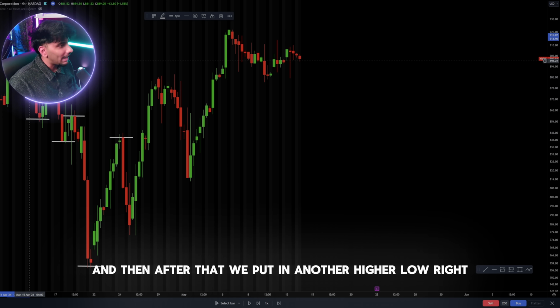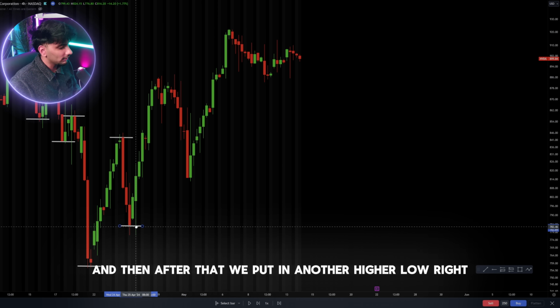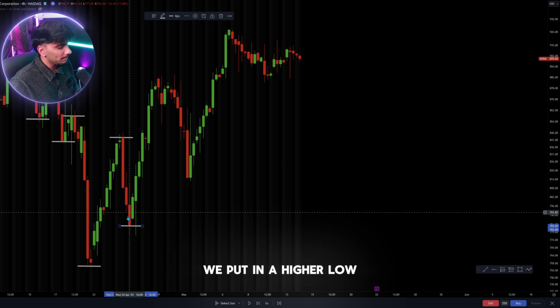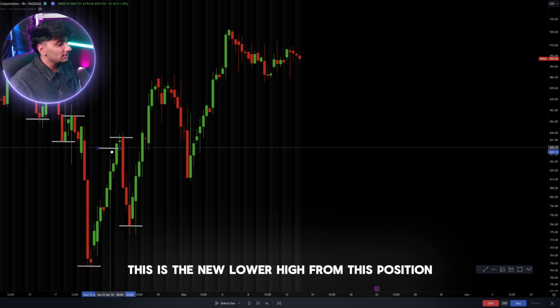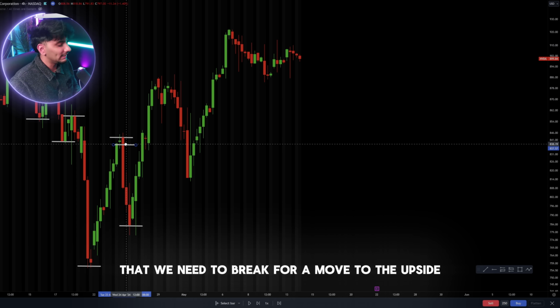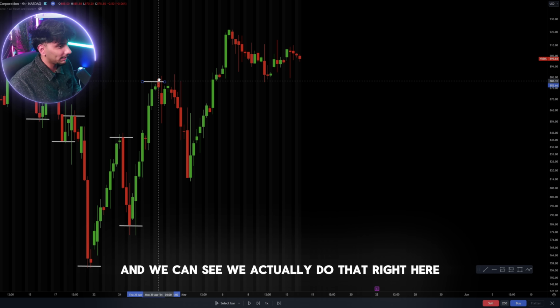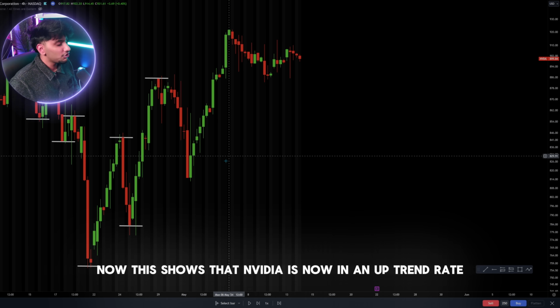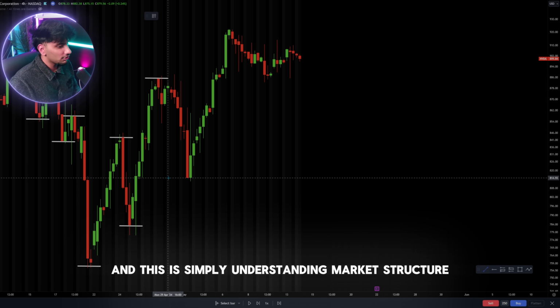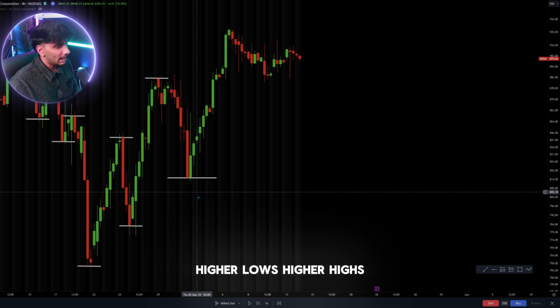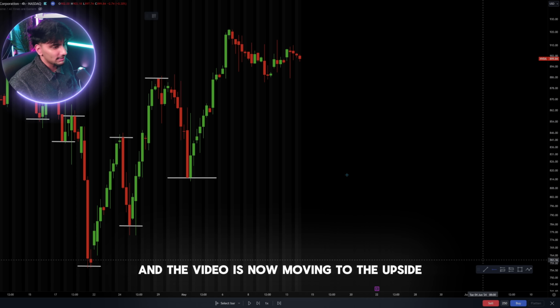And then after that, we put in another higher low. Right? So from this low right here, we put in a higher low. So this shows that the stock may be changing its trend. After this, this is the new lower high, from this specific lower high, that we need to break for a move to the upside. And we can see we actually do that right here. Now, this shows that Nvidia is now in an uptrend, right? And this is simply understanding market structure of lower lows, lower highs, higher lows, higher highs. And Nvidia is now moving to the upside.